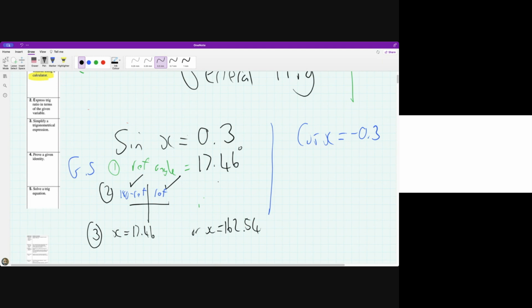162.54. But I've left something out. In order for this to be a general solution, I need to add something in. Would anybody like to tell me what I need to add in still?